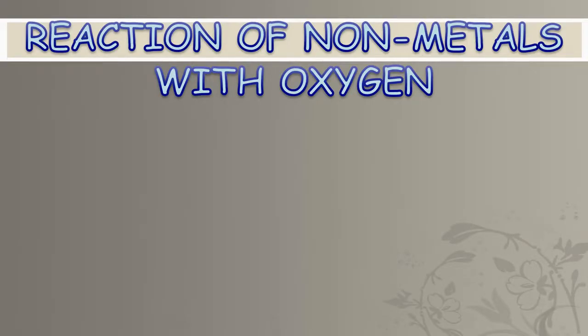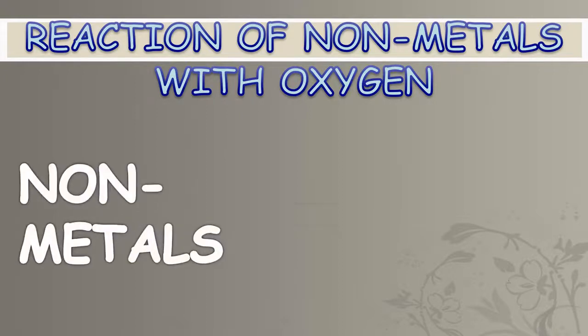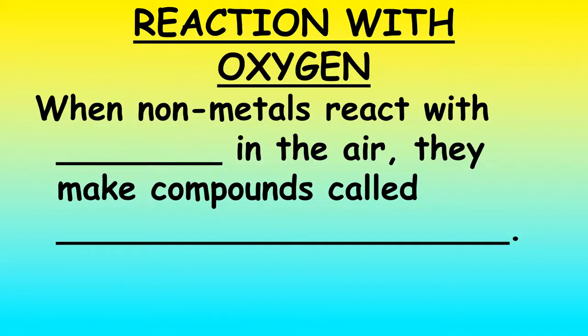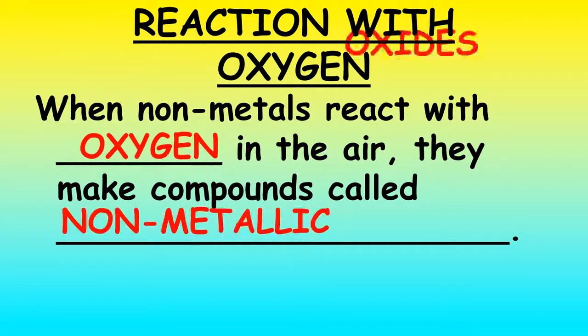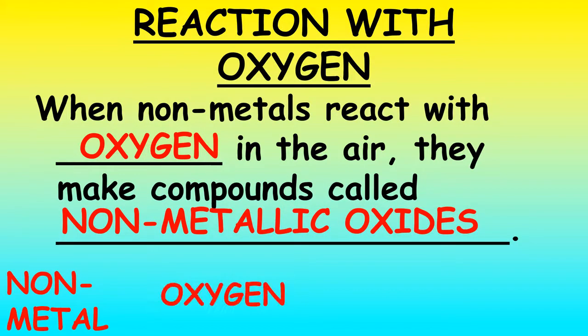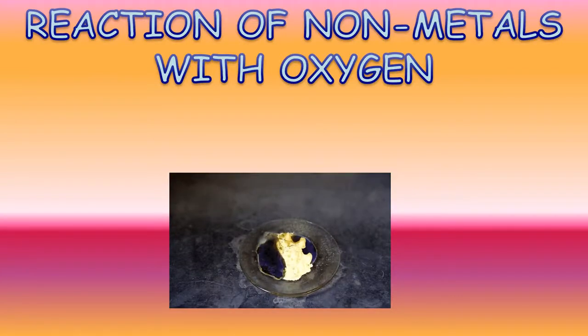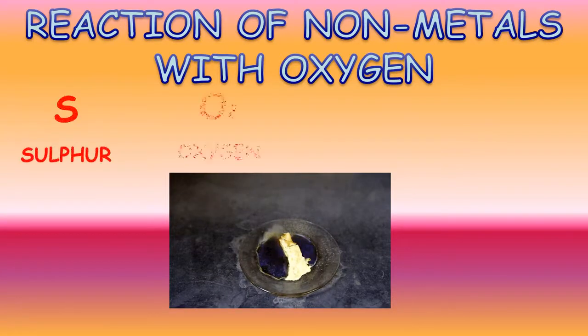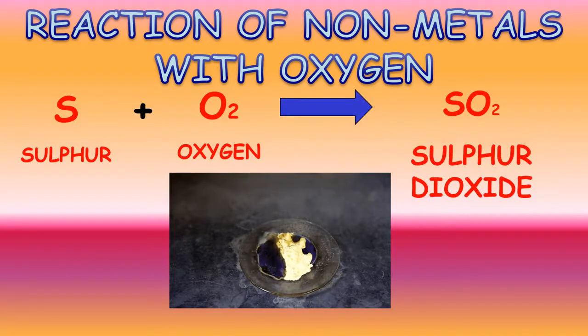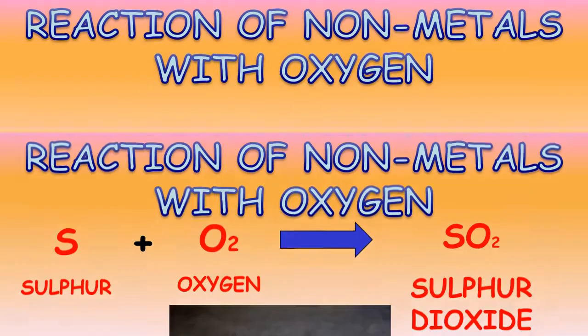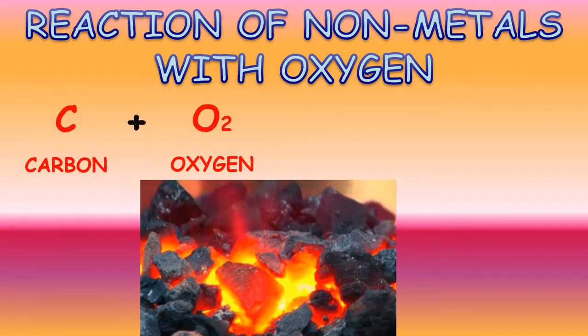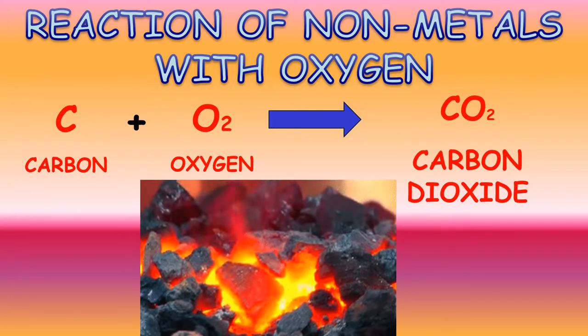Now, what about non-metals? What happens when non-metals are exposed to air? Non-metals also combine with oxygen to form non-metallic oxides. Let us take some examples of non-metals. Sulfur combines with oxygen to form sulfur dioxide, which is a gas. Carbon combines with oxygen to form carbon dioxide, which is again a gas.